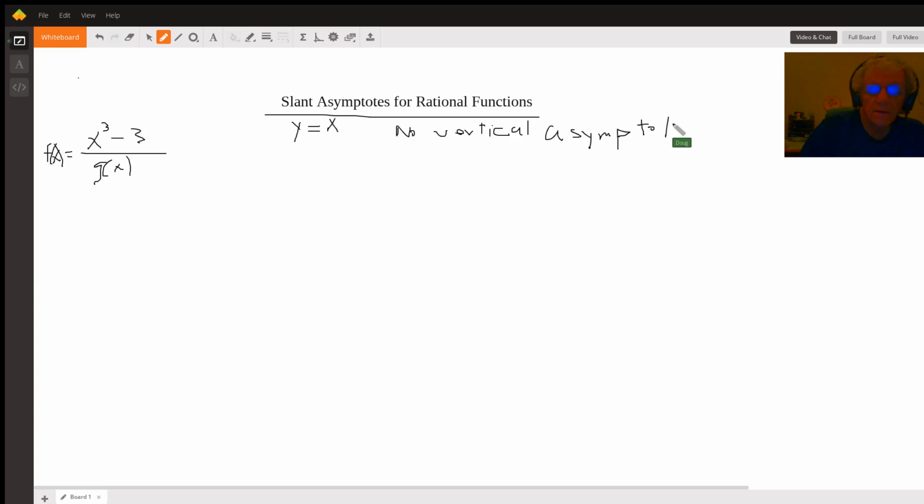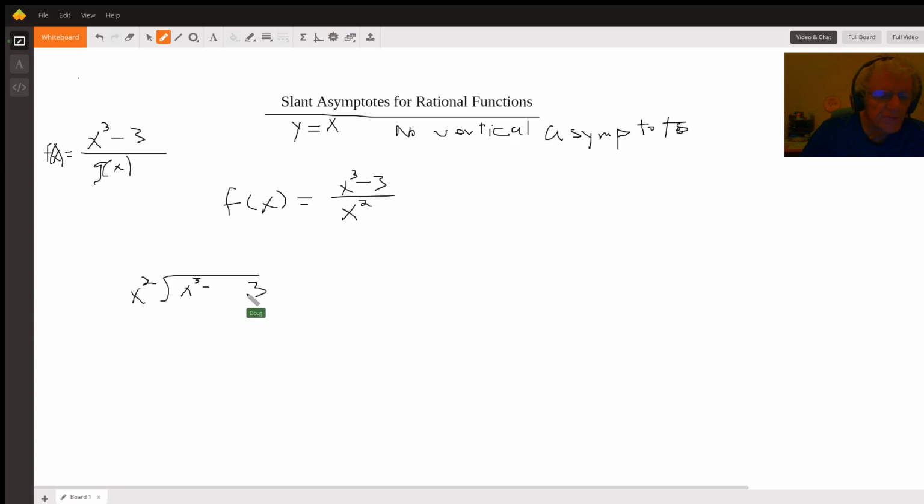Okay, now just for the heck of it, let's let g of x equal x squared and see what happens. So in that case, we'd have f of x equals x cubed minus 3 over x squared. And the key to recognizing the slant asymptote is to use long polynomial division and rewrite the way this looks.